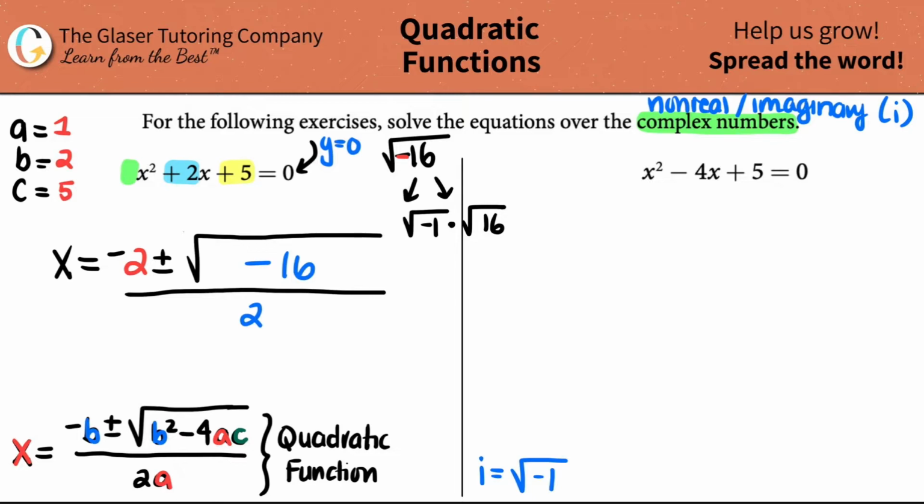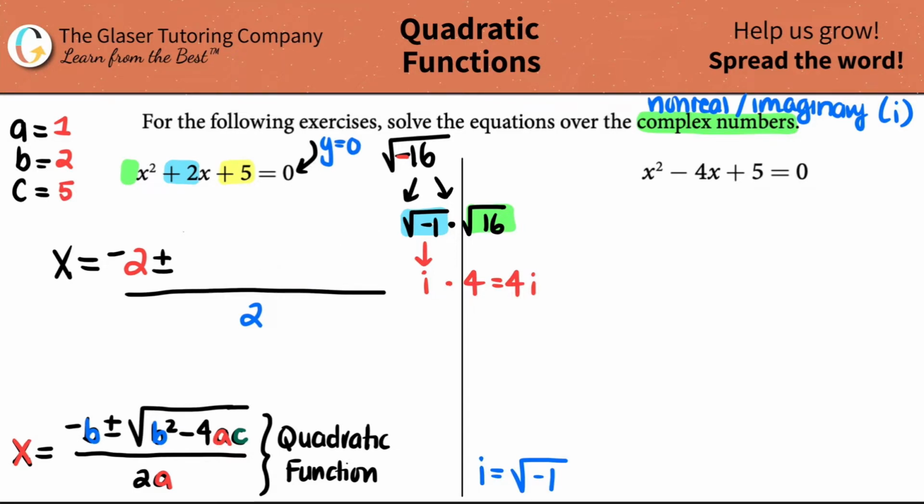And now you have two independent radicals that you can solve. We know that the square root of negative 1 is i, and we know that the square root of 16 is 4. So this would be the same thing as i times 4. So the square root of negative 16 is just the same thing as saying 4i.